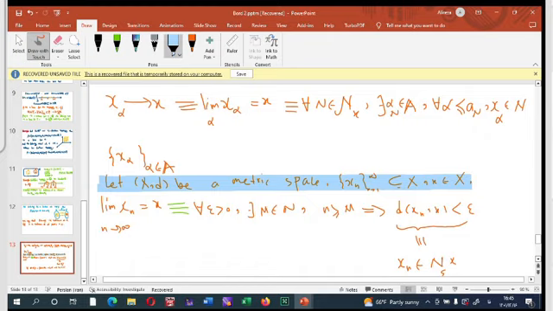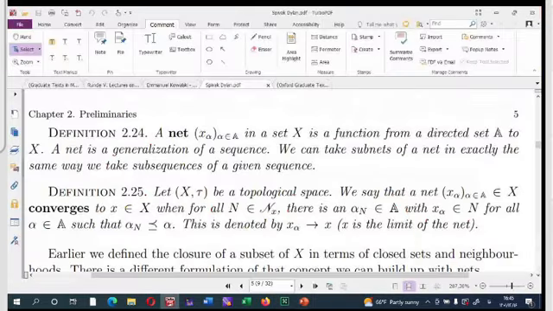Let x be a metric space. Then we have this as the definition of limit for sequence. So it's very important that this definition is a generalization of limit in sequence.